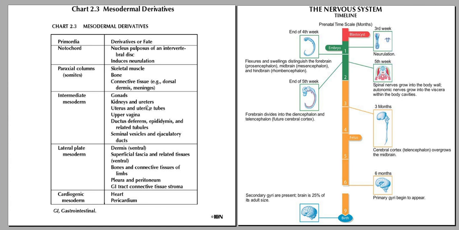Intermediate mesoderm, we have the gonads, the kidneys, ureters, uterus, uterine tubes, the upper vagina, the ductus deferens, epididymis, related tubes too, and also seminal vesicles and ejaculatory ducts. And the lateral plate mesoderm forms the dermis. As the ventral parts, the superficial fascia and related tissues, and the bones and connective tissues of the limbs, the pleura and the peritoneum and GIT tract connective tissue stroma, and the cardiogenic mesoderm. We have the heart and the pericardium also.